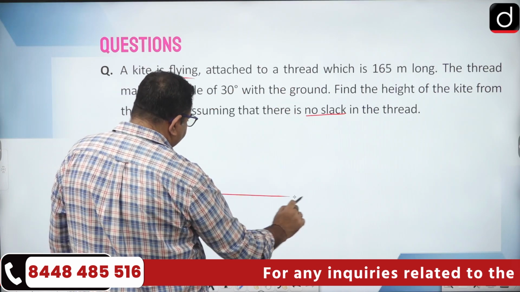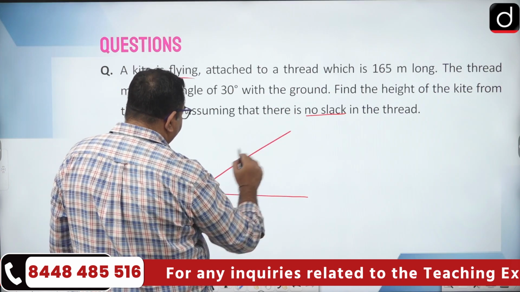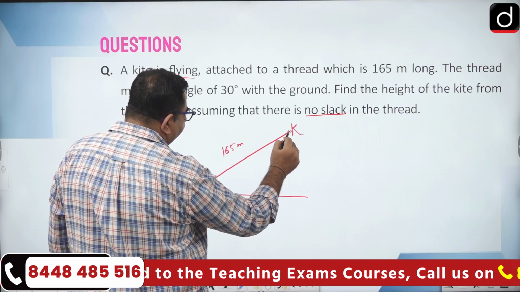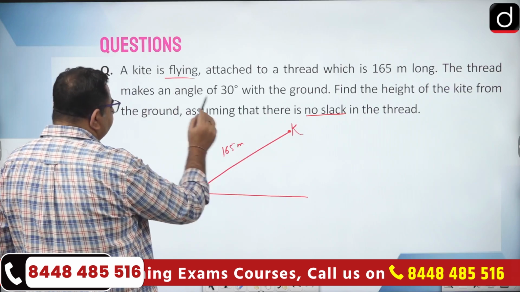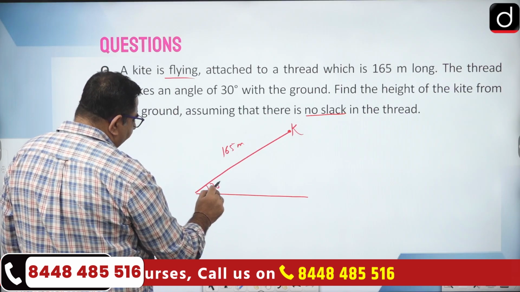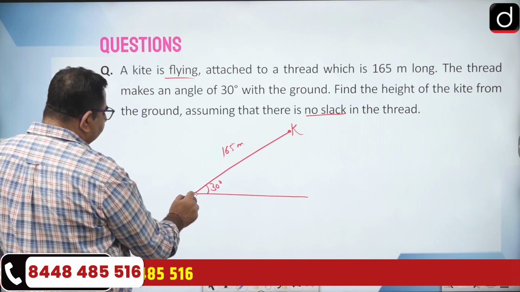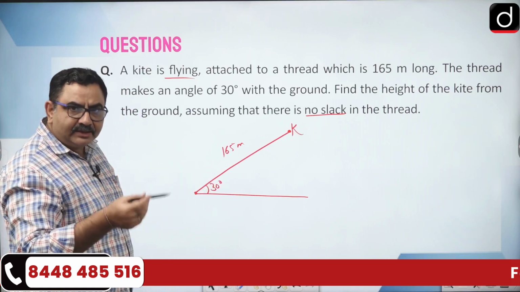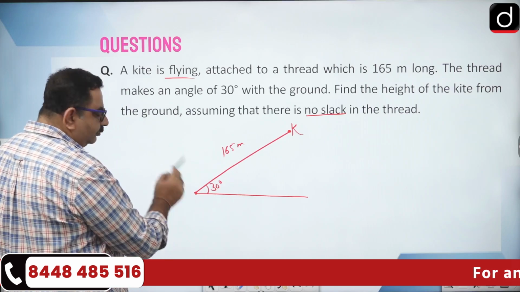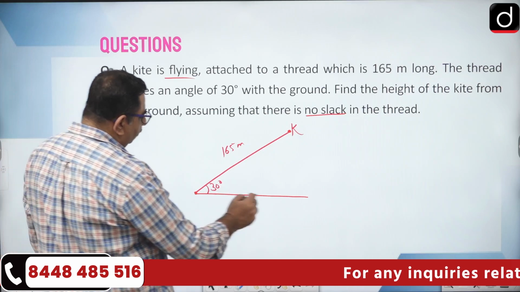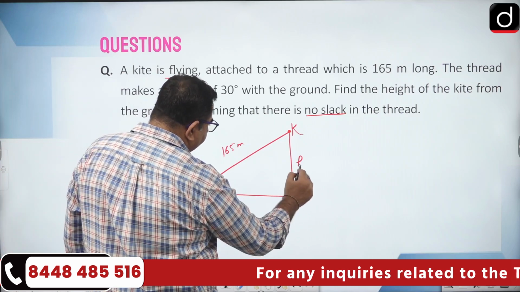Attached to a thread which is 165 meter. This is a 165-meter thread. This is kite K. The thread makes an angle of 30 degrees from the ground. Ultimately the person would be there, but the height of the person is negligible in comparison to the height of the kite. So we have to consider a point. Find the height of the kite from the ground. So we have to find this height.